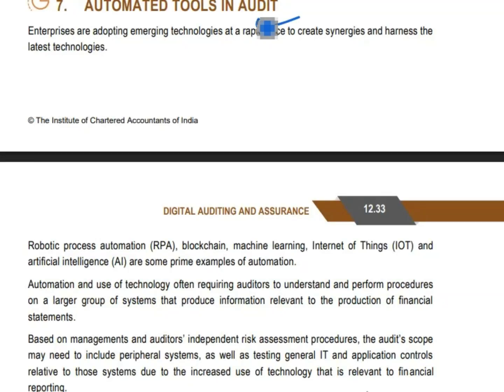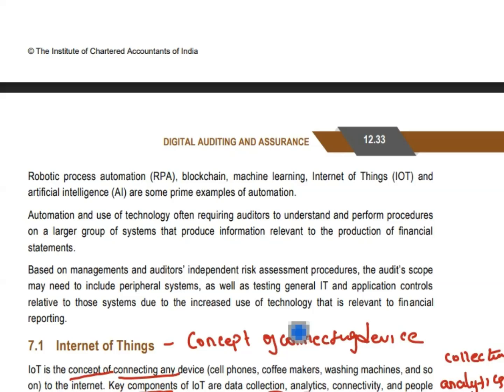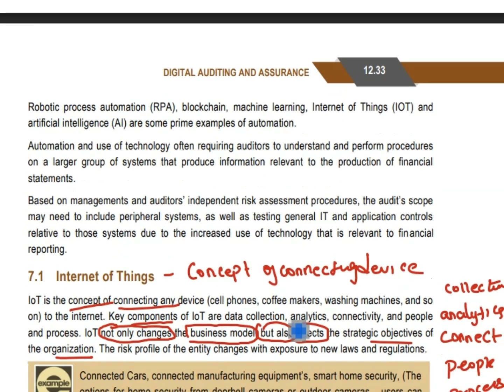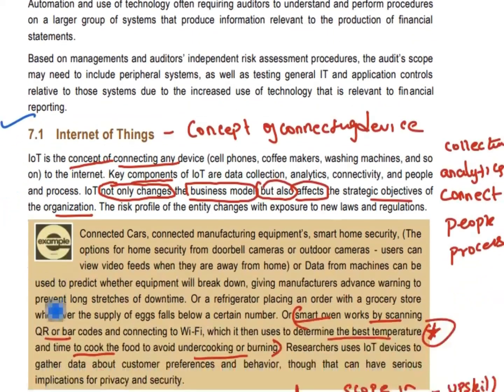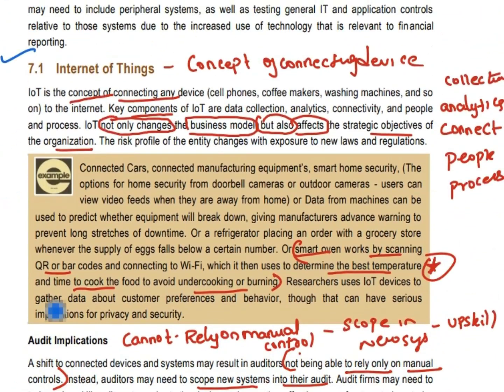Okay, the next topic is the automated tools in audit. This is the next topic. So here we are going to talk about robotic process automation, blockchain, the Internet of Things, artificial intelligence, etc. Okay, so first they are going to give a question: write about Internet of Things, what are the audit implications and what are the risks. So the question will be in such a way.